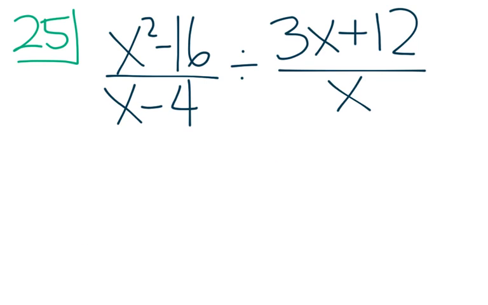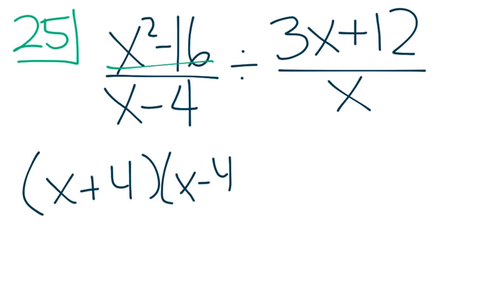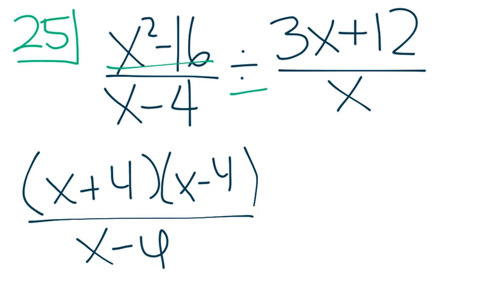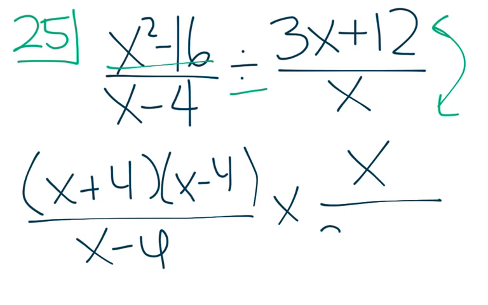So we have x squared minus 16 over x minus 4 divided by 3x plus 12 over x. So once again, we have the difference of two squares right here. So we're going to say x plus 4, x minus 4 over x minus 4. And instead of divided by, we're going to say times, and then we're going to flip this fraction over. So we have x over 3x plus 12, but if we want to factor that, we can factor out the 3 and say x plus 4.